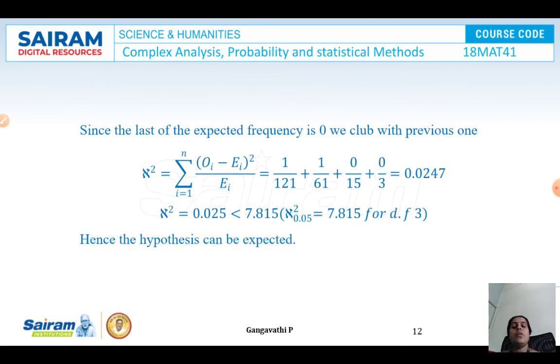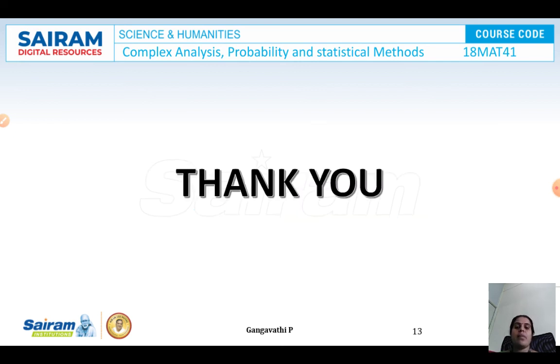So by knowing the observed frequency and the expected frequency, we can calculate chi-square by using the formula, and substituting the observed and expected frequencies we get 0.0247. The evaluated value is 0.025, which is very much lesser than the tabulated value of chi-square at degree of freedom 3, that is 7.815, which implies that the hypothesis can be accepted. So this is about the problems on chi-square distribution. Thank you all.